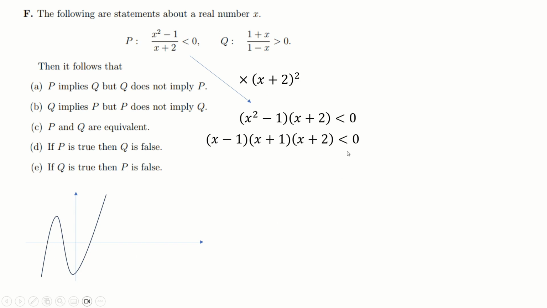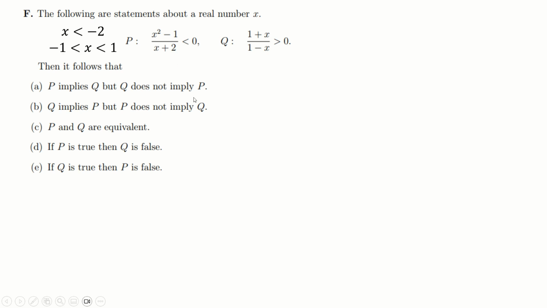And when is that cubic less than 0? When it's less than minus 2 and between 1 and minus 1. So that's what I've got this inequality to become. So let's replace that there. And the same thing here. So times by 1 minus x all squared. That way you're not flipping this sign.